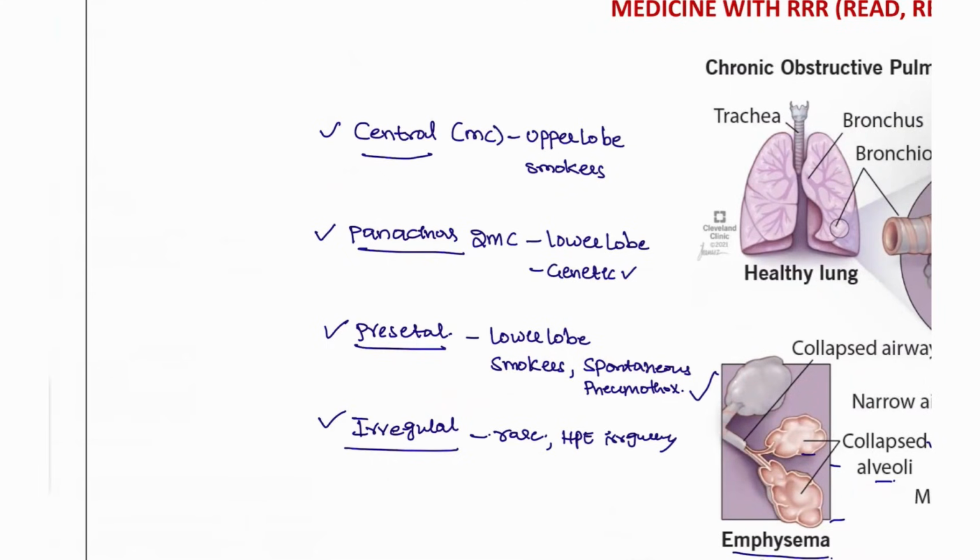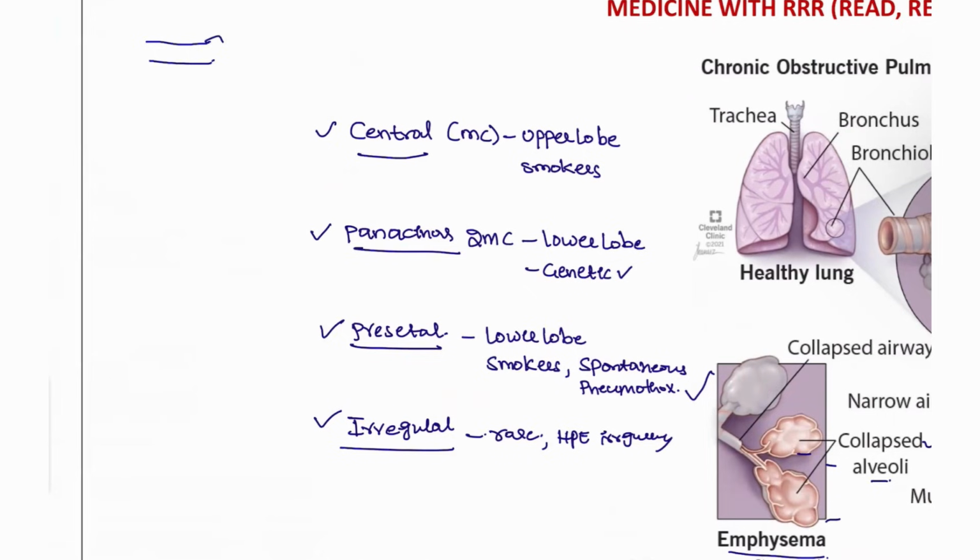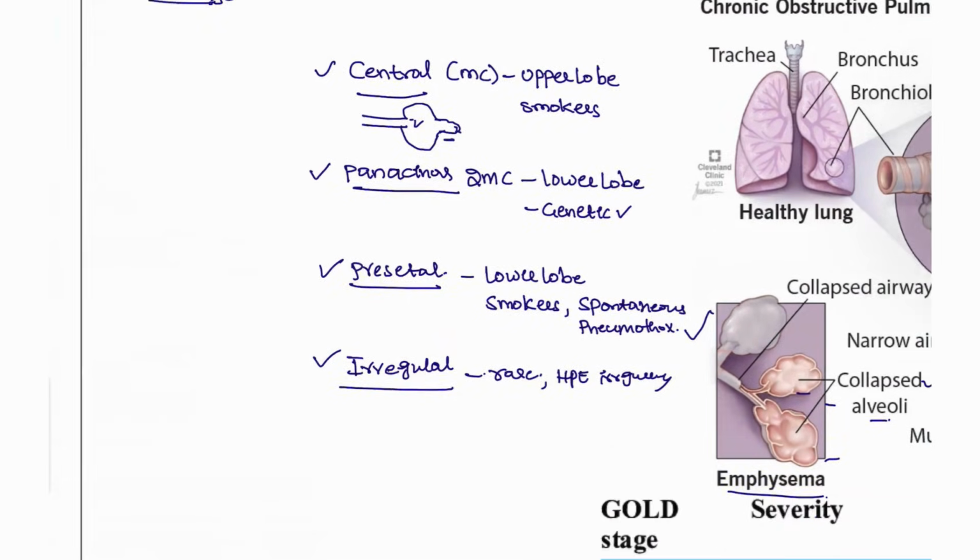This is the normal structure of our acini, guys. So in the central one, it is going to be like this: the central part is dilated and the distal region will be normal. Next, panacinar: the entire structure will be dilated. Preseptal: only segmental. At some point the segment will be dilated and at some point it will be normal. That is seen in the preseptal.